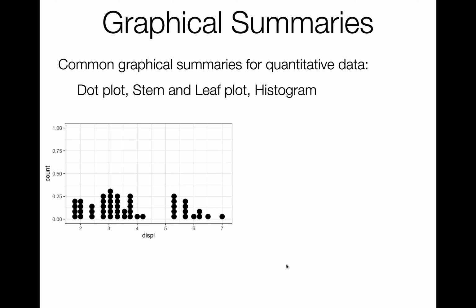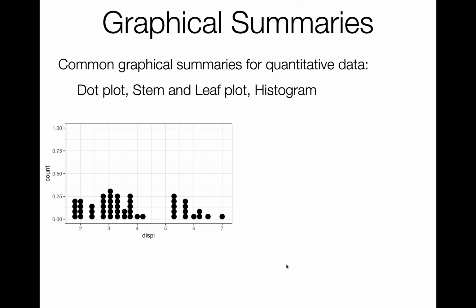If I had an engine with a displacement of 4, I'd place a dot at 4. When you have repeats, you place the dots on top of each other, and so you can see where more often the dots will lie. And so that is a dot plot. A dot plot is very good for small data sets, when you only have 50 observations or 20 or 10. A dot plot is great.